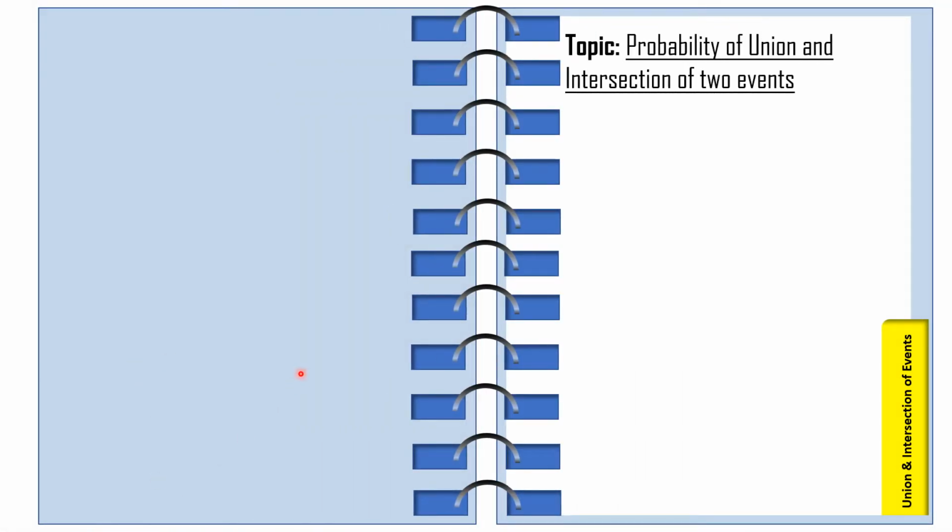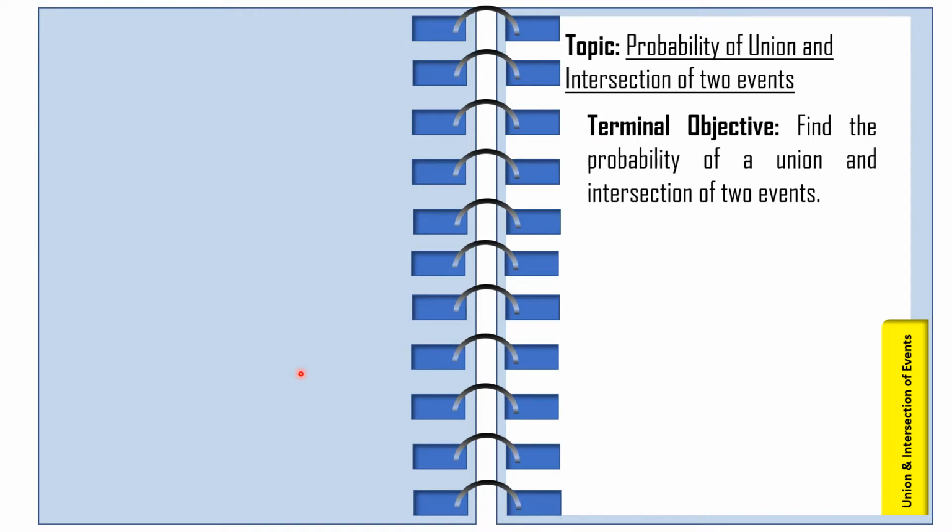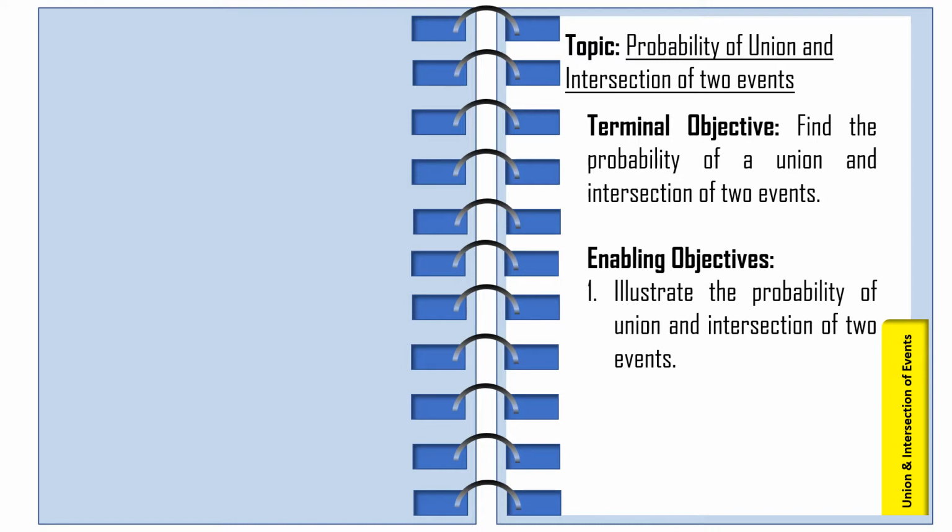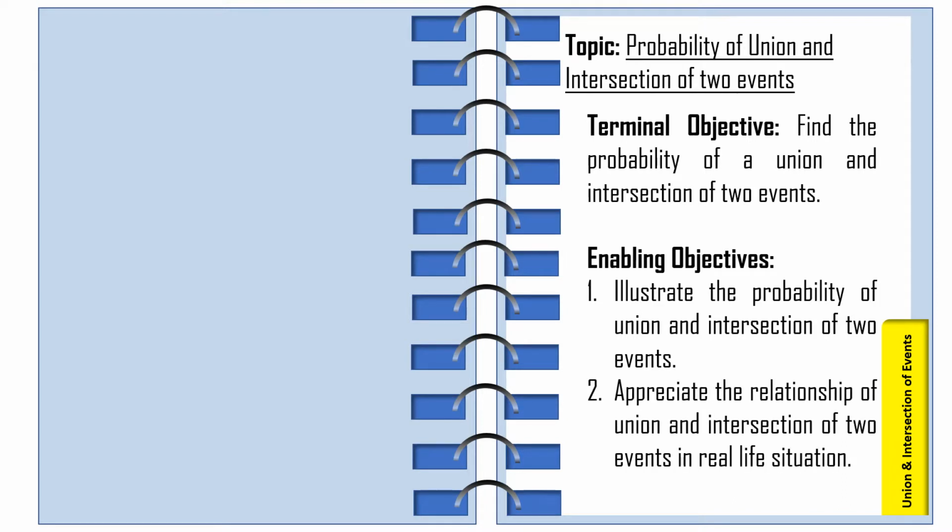Okay, so our terminal objective is to find the probability of a union and intersection of two events. And to be able to achieve this objective, we need to have the enabling objectives. First, you should know how to illustrate the probability of union and intersection of two events. And second is to appreciate the relationship of union and intersection of two events in real-life situations. Because most of the time, yung mga gagamitin natin dito na situation sa problem solving ay makaka-relate kayo. Okay, so I hope excited na kayo at ready na tayo magsimula in solving problems under probability.